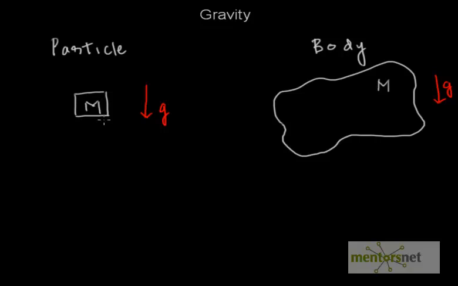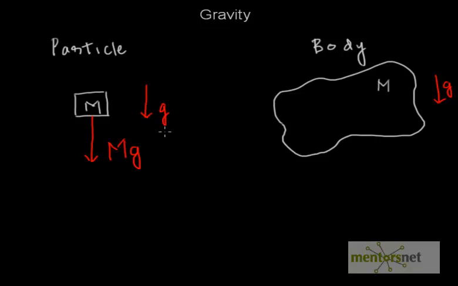I have represented a particle over here by this box. The particle has a mass m and there's a downward acceleration due to gravity vector g. So this is quite simple. The force on the particle because of gravity will be a downward force, basically a force in the direction of the acceleration due to gravity, and the magnitude of the force will be the magnitude of the mass into the magnitude of the acceleration due to gravity, which in our case is mg.